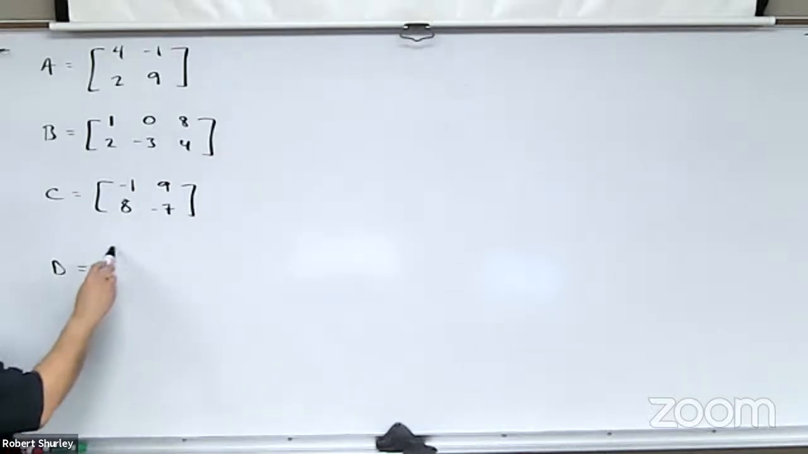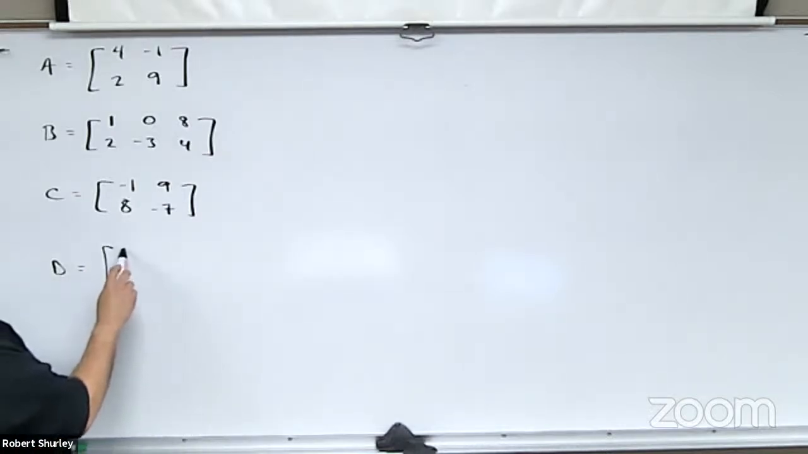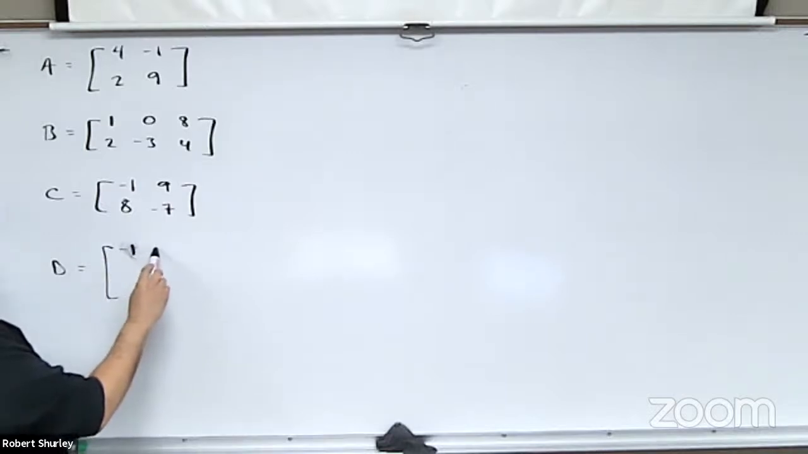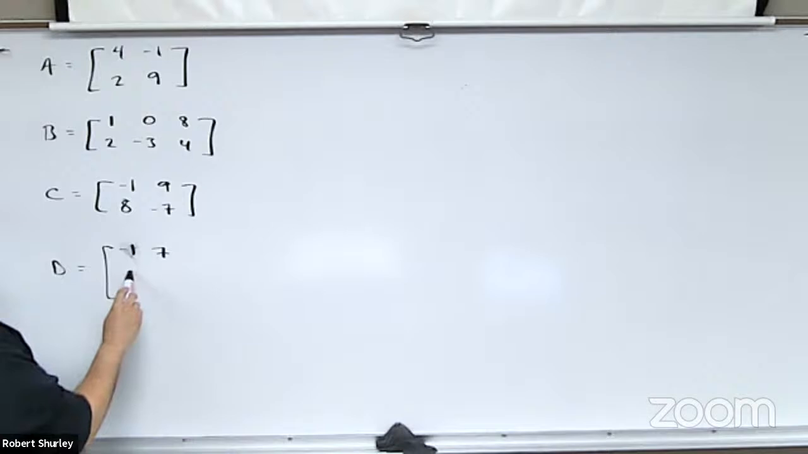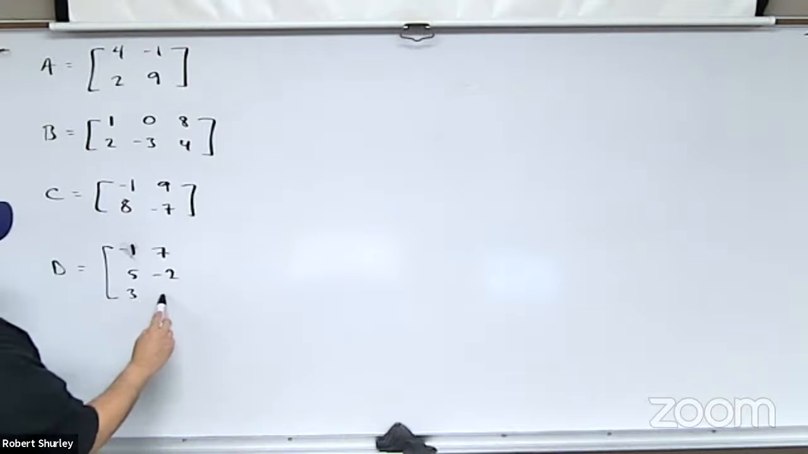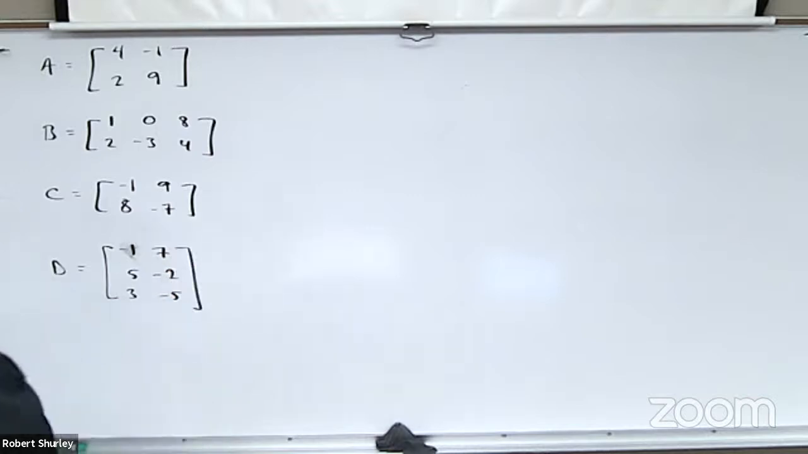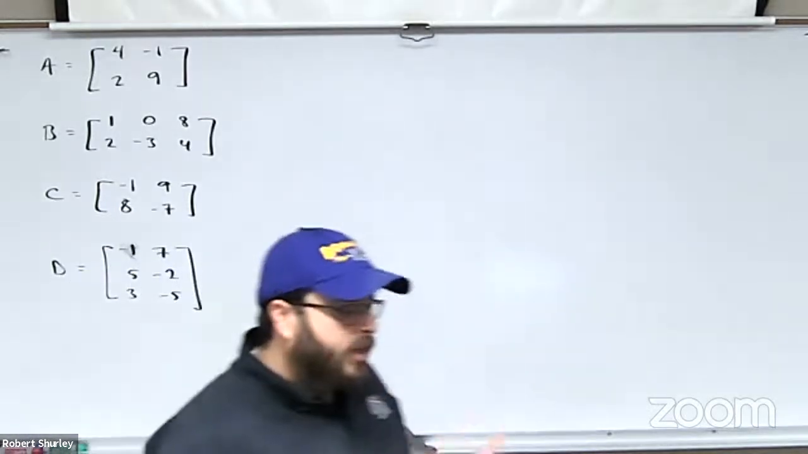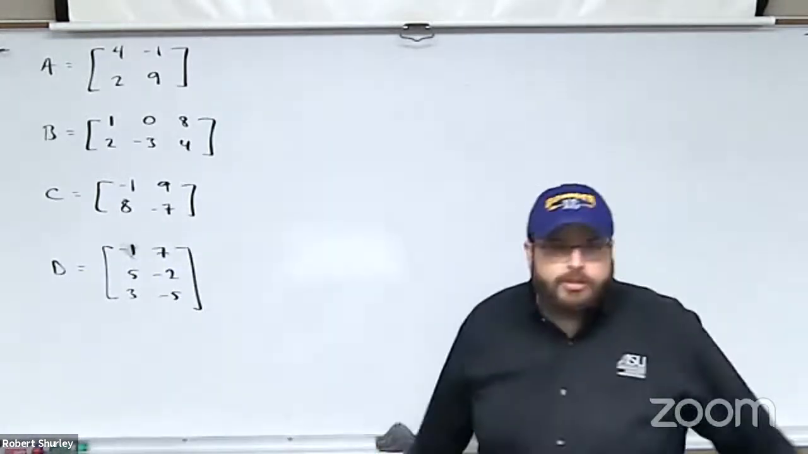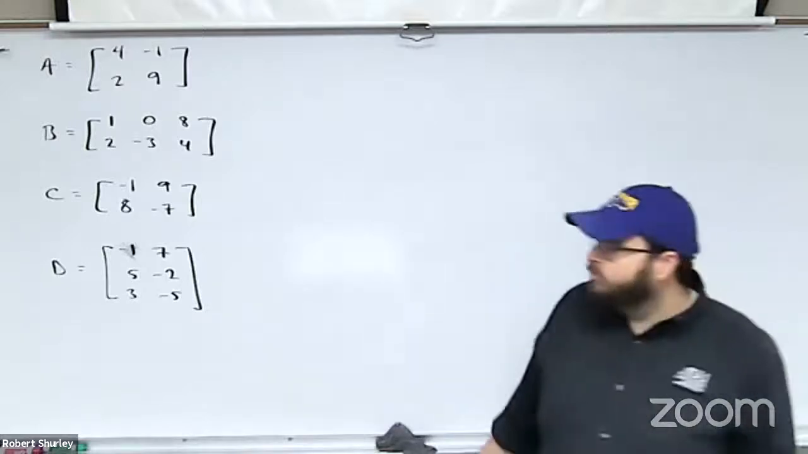We'll throw in a third matrix. Matrix D, we'll put a 0 in here. So no, let's do -1, 7, 5, -2, 3, and let's say -5. Why not? Okay, so I'm going to use these 4 matrices for the basic arithmetic that we're about to cover, okay? And that way we'll just keep it consistent with the matrices we're using. I don't have to make up new ones each time.